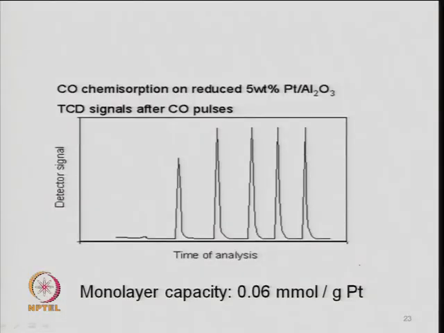So, these are just for a monolayer capacity: per gram of platinum, roughly 0.06 millimoles of this carbon monoxide gas chemisorbs. This is the kind of signals with time for pulse CO chemisorption on that platinum alumina catalyst. So, different types of responses can be obtained at different conditions of temperature.